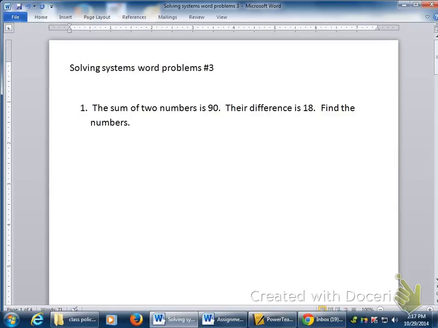Okay, we're going to start off, says the sum of two numbers is 90. So we know sum is plus. We know our two numbers are going to be x and y. And is always stands for equal. So it looks like this.